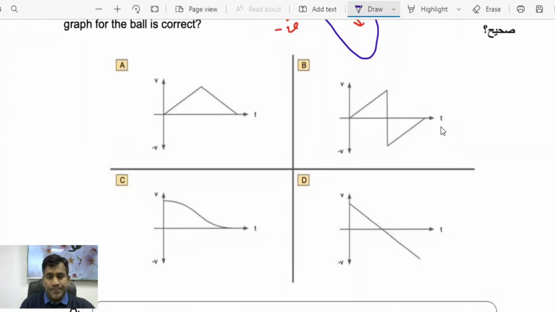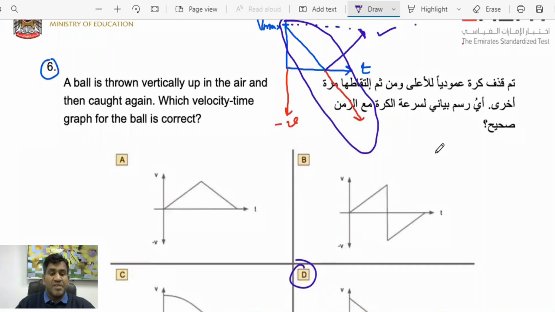represented as D. Many students get confused saying that A is the right answer, because A is showing that something is increasing then decreasing. But this is not the graph of velocity versus time. This graph is representing position versus time. So position, or I can say the distance versus the time.